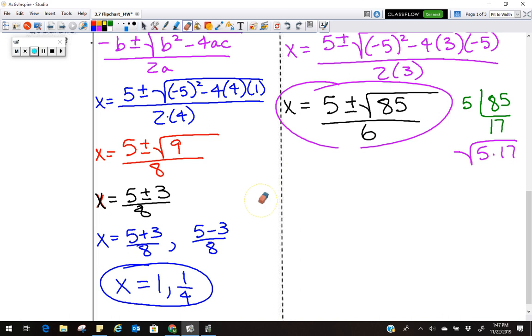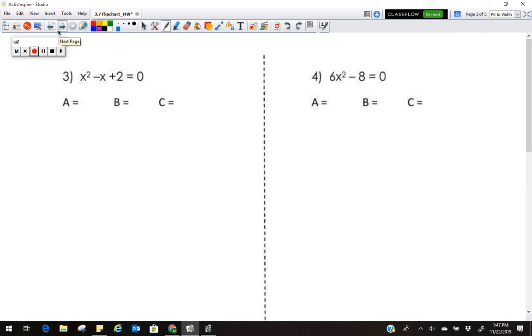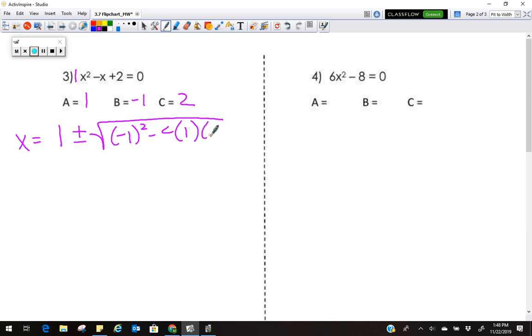Did not remember that. Okay, so if you can't factor it, you can't factor it. That's your answer. All right, let's look at a couple more. On this one, remember if it's x squared, that means a is 1, b is -1, and c is 2. So x equals the opposite of b, so that makes it a positive 1, plus or minus the square root of -1 squared minus 4 times a times c, all divided by 2 times 1.